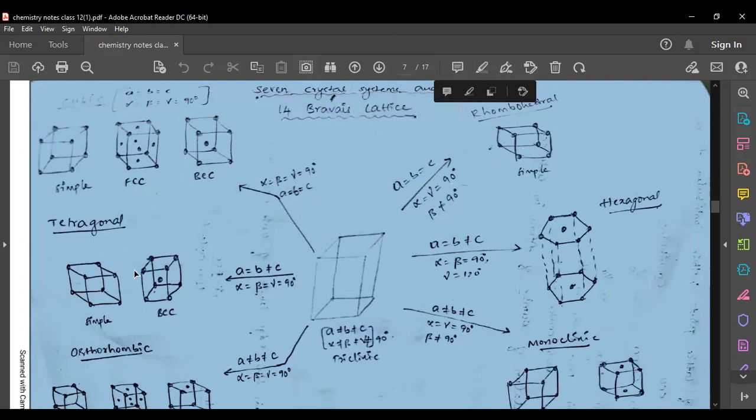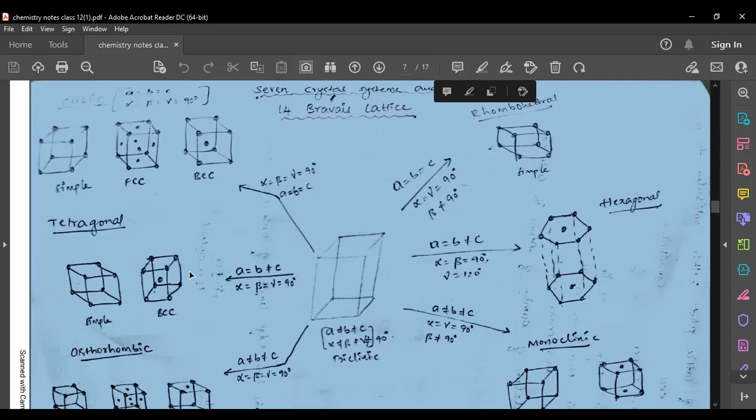But when you come to the between, like tetragonal and hexagonal, in this A equal to B but not equal to C. Again, the same in the hexagonal also, A equal to B but not equal to C. So when you come to the between row, two sides are the same, one side is different. But when you come to the top, all the sides are the same.